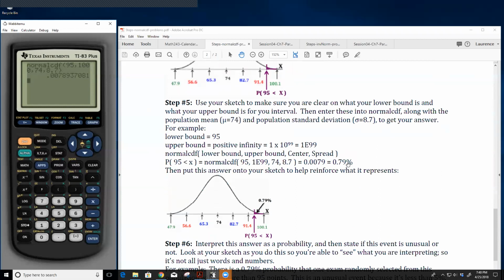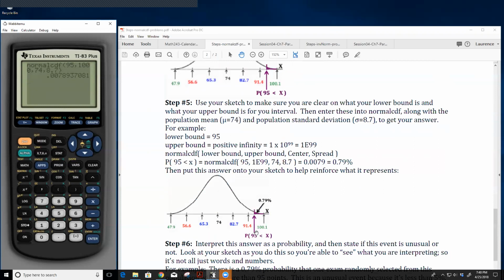Take this answer and put it in your sketch. Whenever I'm talking about an area under the curve, I write those numbers above and point down to the area. If it's a number that's on the number line, I write it below and point up to where it is.